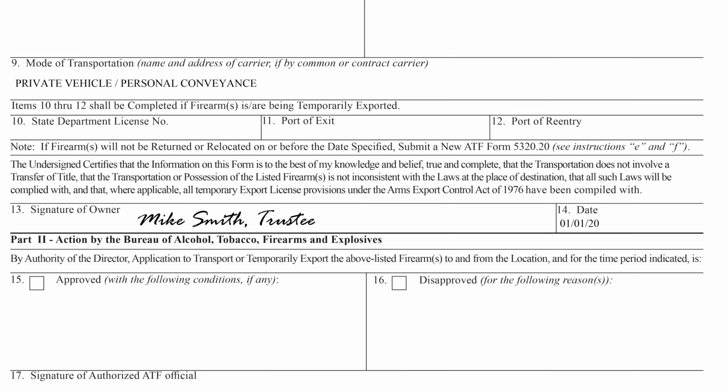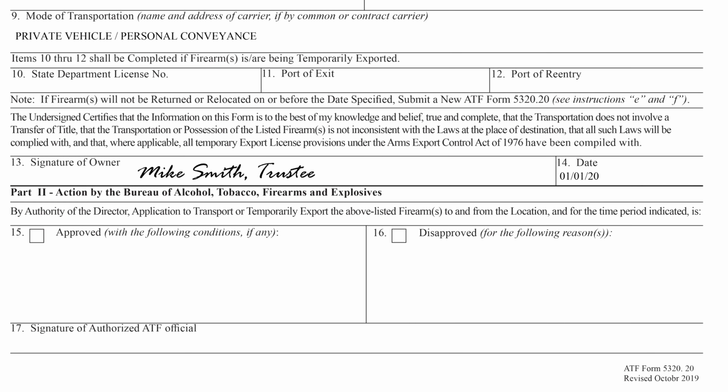The next three boxes, boxes 10 through 12, will only be completed if the NFA firearms are being temporarily exported. These three boxes aren't commonly used and are self-explanatory if you're temporarily exporting the NFA firearms.